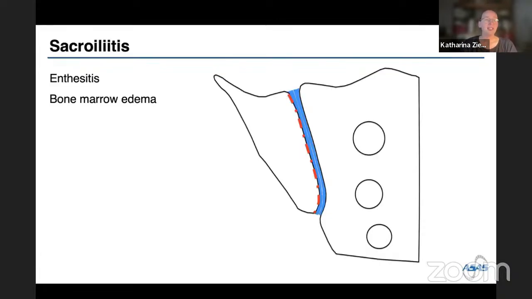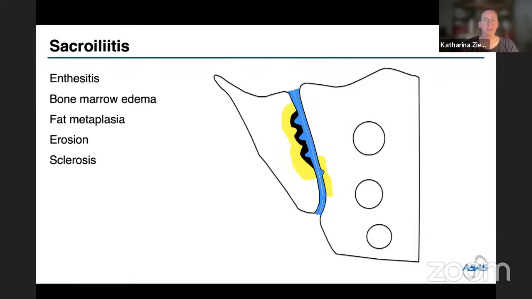So in sacroiliitis, the disease starts with enthesitis at the insertion of the cartilage and adjacent bone marrow edema. This is early sacroiliitis in, for example, axial spondyloarthritis. In the areas of acute inflammation, those can regress to fat metaplasia. And in these areas, we will also find erosions as the disease progresses.